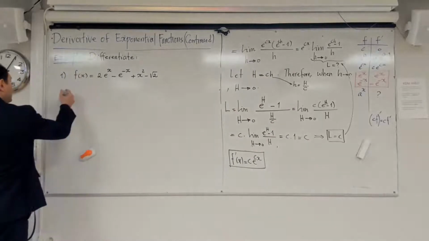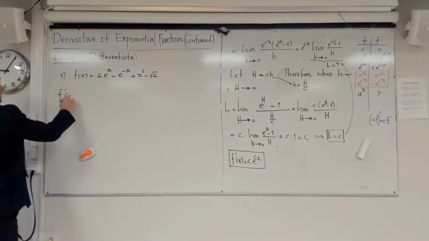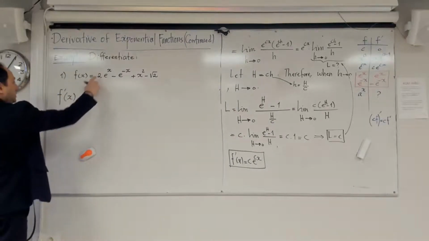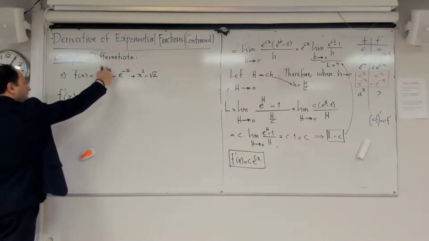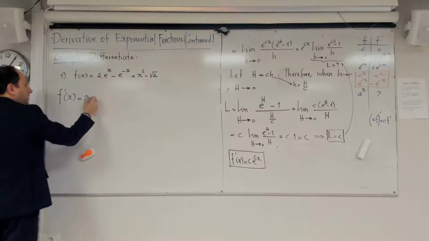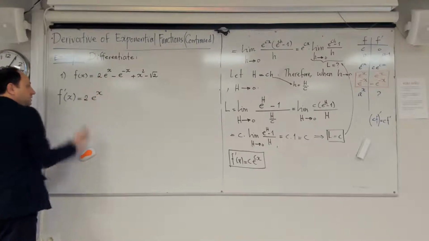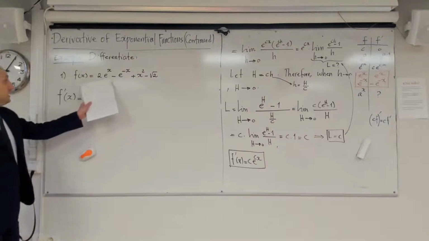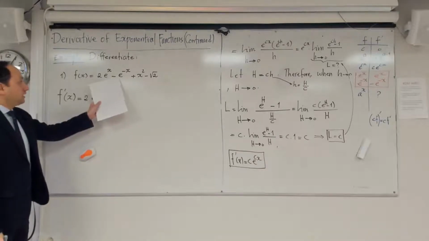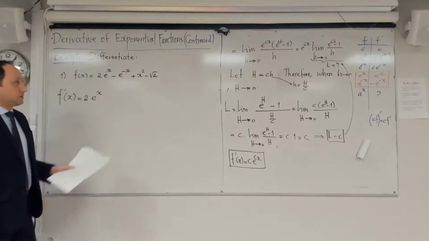So if I want to differentiate this, f prime of x is equal to, this becomes 2, and I concentrate on the derivative of e to power x. Hopefully this is very famous for you by now. This becomes the same function. Nothing changes.